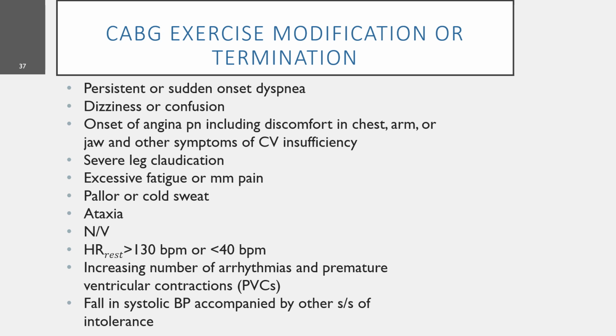a fall in systolic blood pressure with an increase in workload, specifically a decrease of 10 millimeters of mercury or more below any previously recorded blood pressure, accompanied by other signs or symptoms, a rise in systolic blood pressure above 250 millimeters of mercury or a diastolic blood pressure above 115, signs of central nervous system involvement, including confusion, delirium, cognitive decline, encephalopathy, seizure, or stroke.